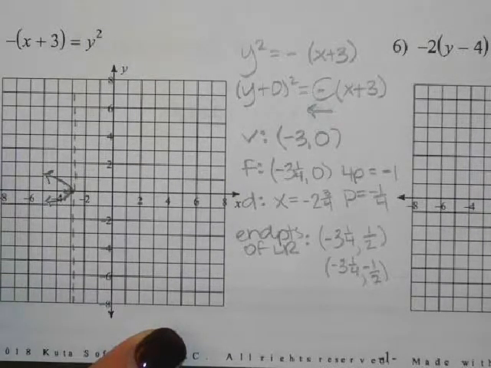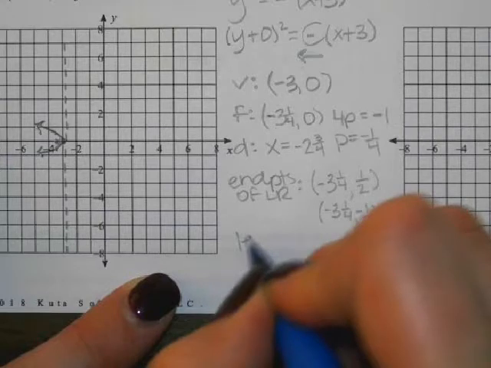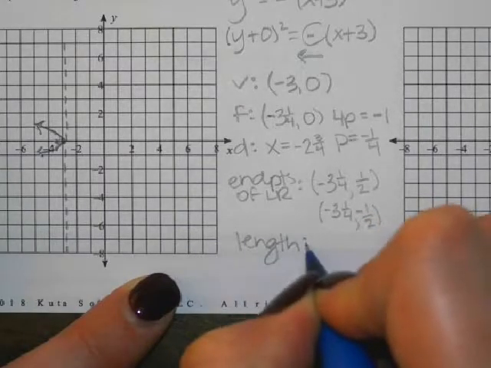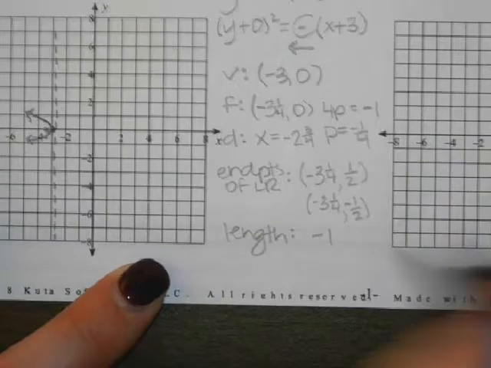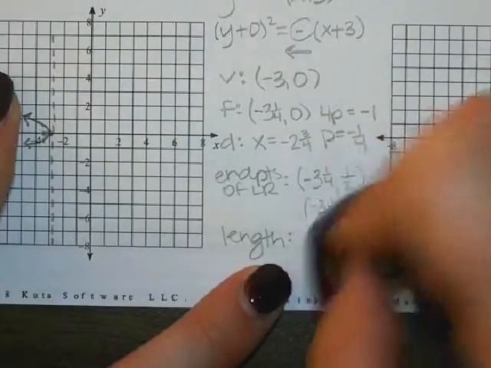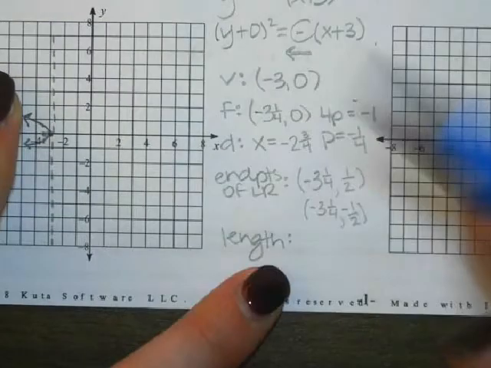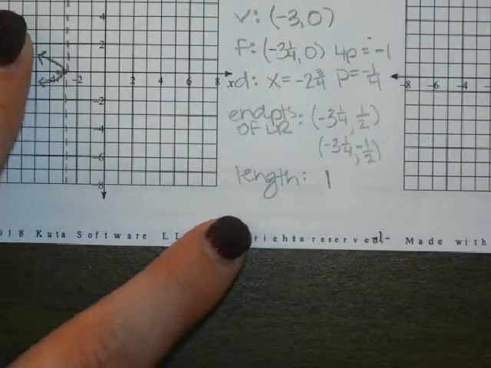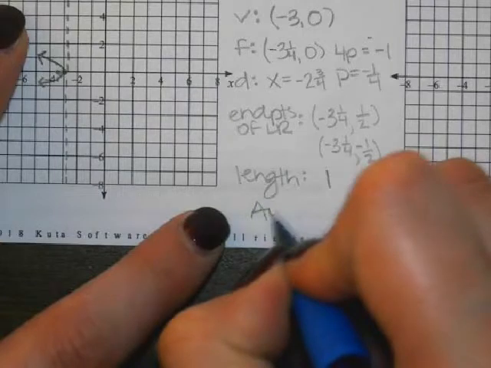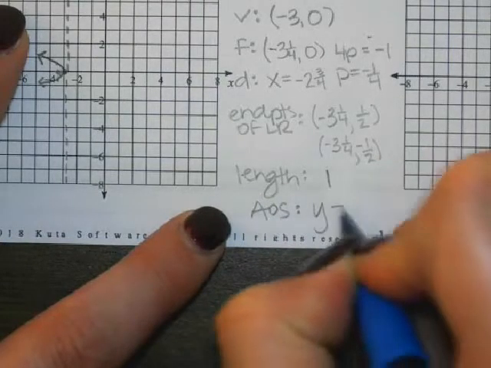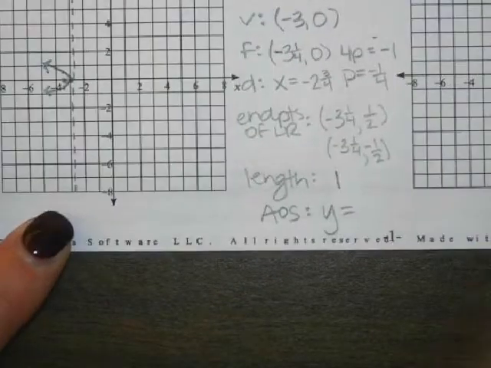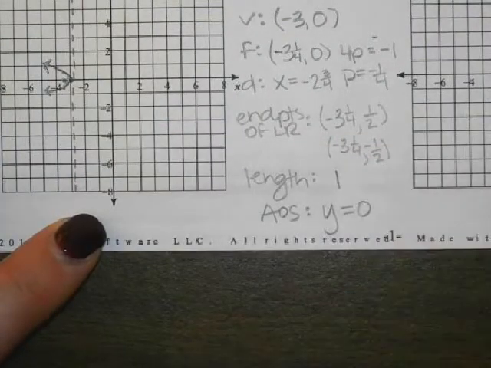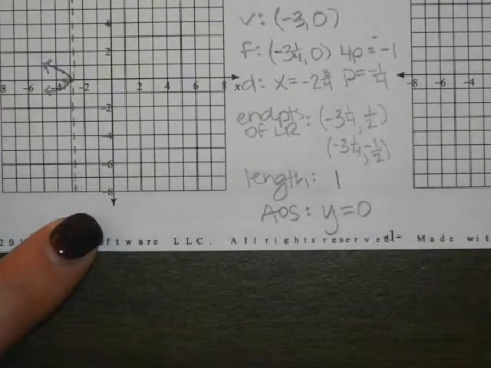All right. Oh, we've got some more stuff to find. What's the length? -1, or we're not going to say negative, right? We're just going to say 1. And then the axis of symmetry this time is horizontal, so that's a y equals equation. And it's going to be y equals 0, which is the x-axis, right? Okay.